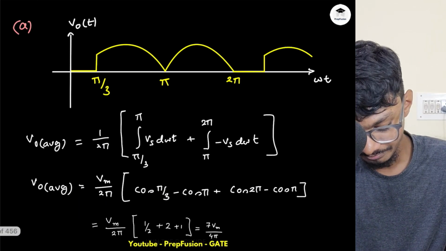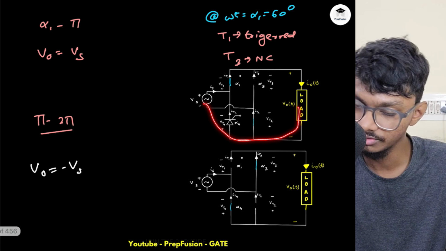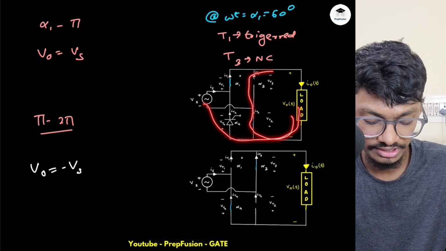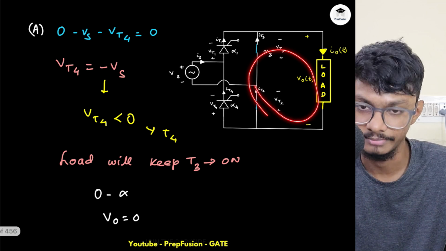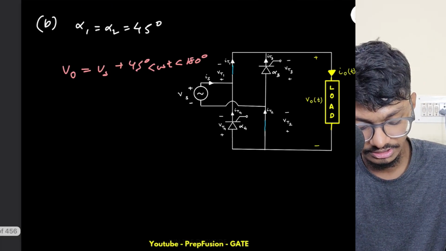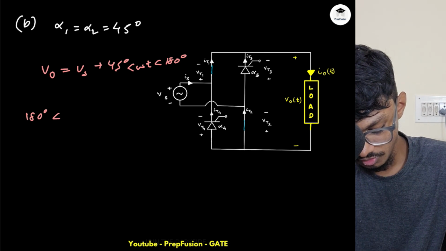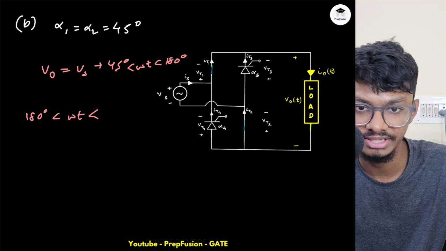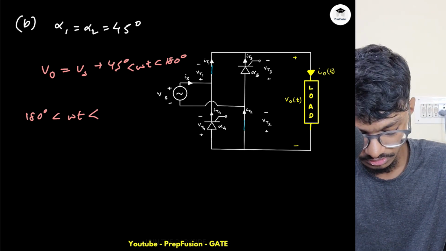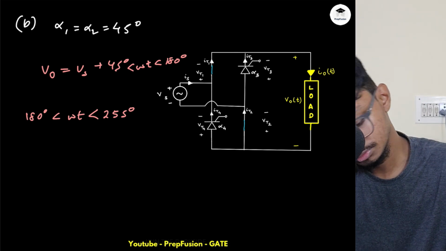So here, what is happening? That inductor was not delivering to the source. It was simply losing energy through a simple wire, through this wire. But here, in this region, from 180 to omega t equals 180 plus 75, because at 75 I am triggering my SCR. So 180 plus 75 is 255 degrees.